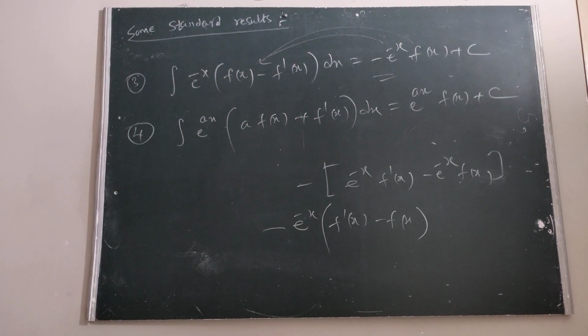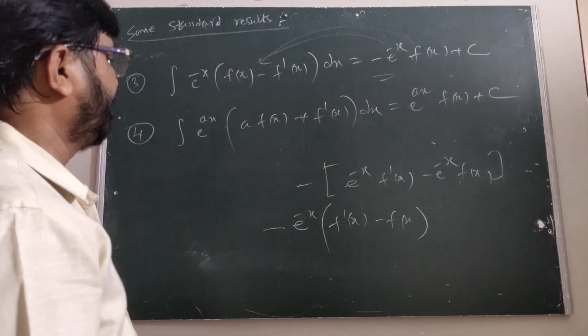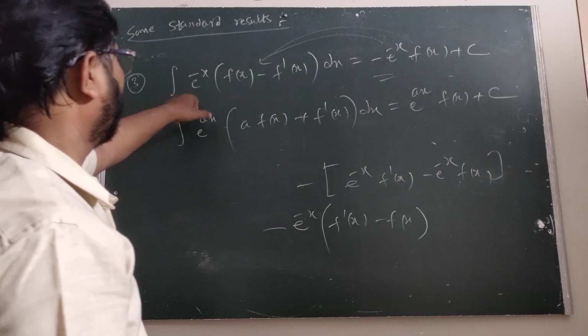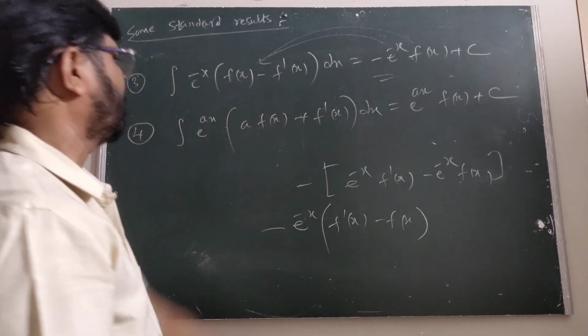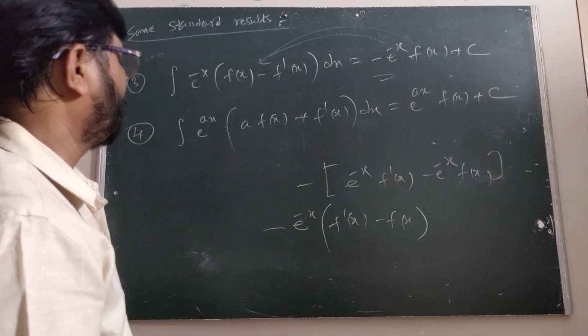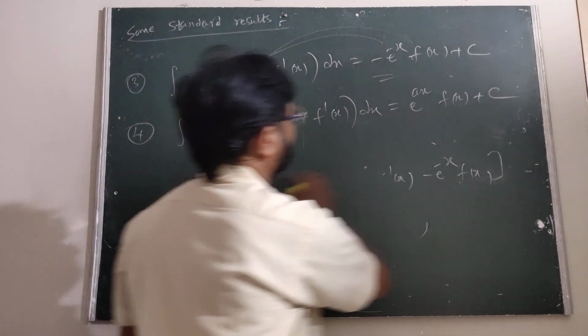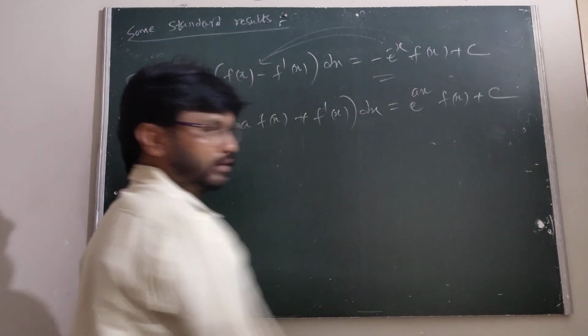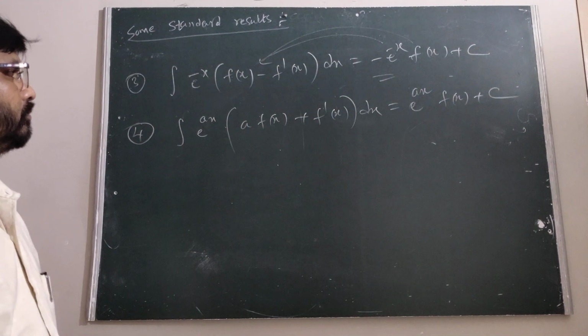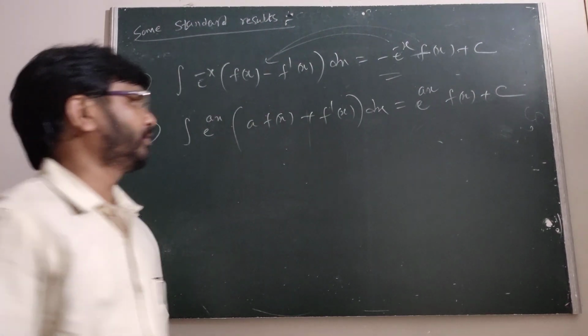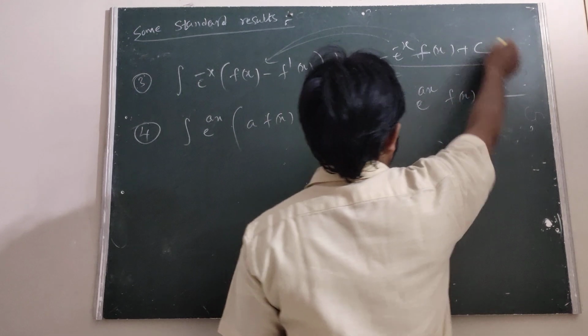So therefore here the integral of e power minus x into f of x minus f dash of x. Just one minute. Just wait. So we have to give, so we are thinking here, just one minute.